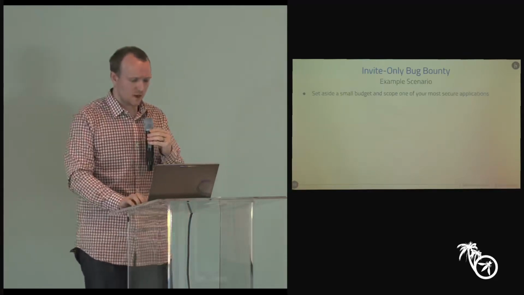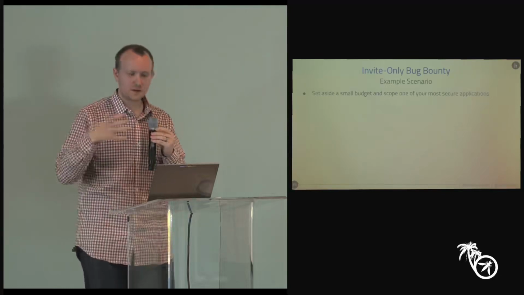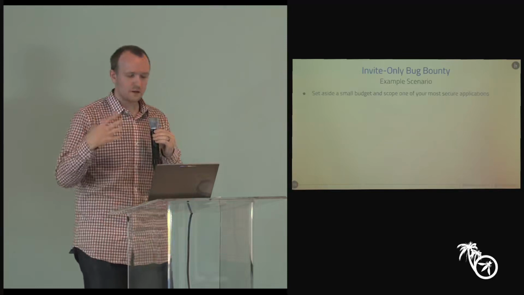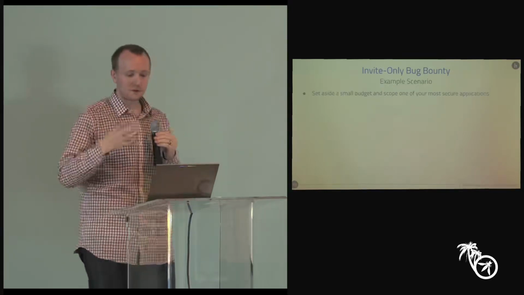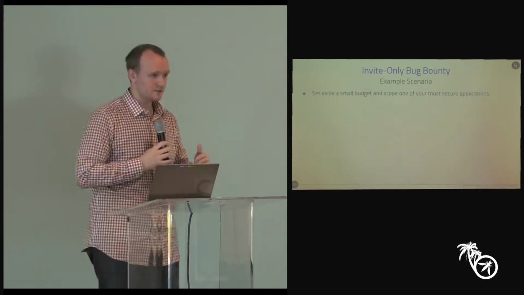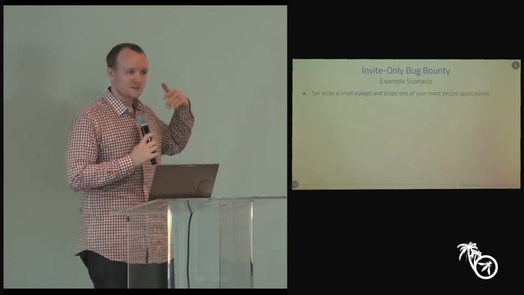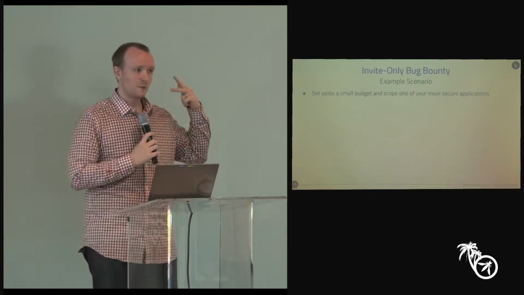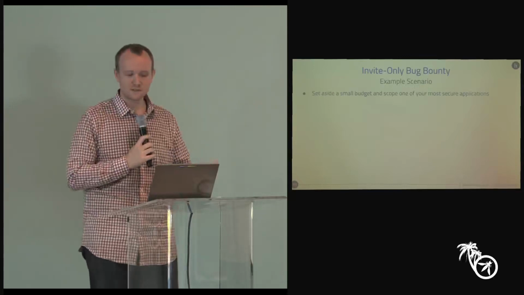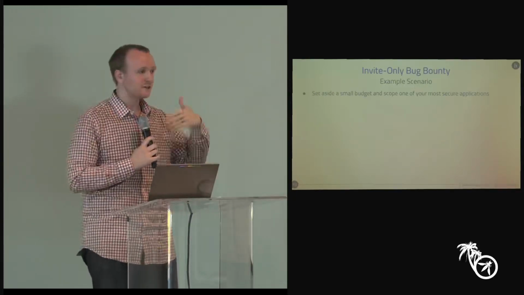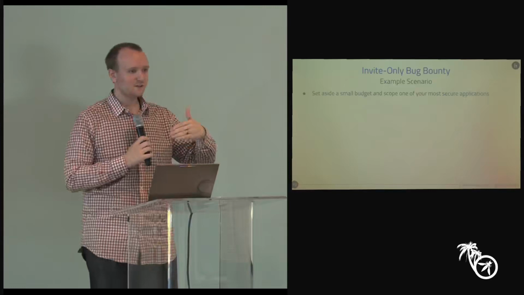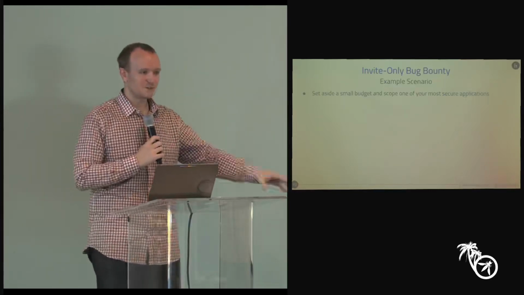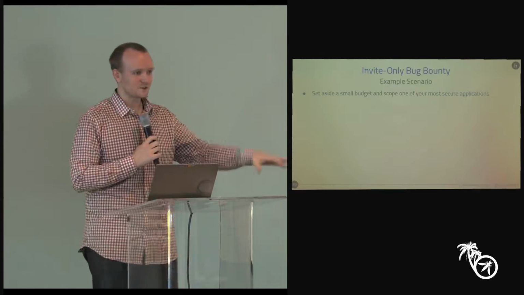So this starts by setting aside a small budget, similar to what you would budget for a penetration test, and a scoping of one of your most secure applications. You should be looking at those metrics that we talked about in the top 3 dimensions: where am I getting vulnerabilities, where am I getting reports, and where do I have confidence in my response efficiency, and target that. Don't use a bug bounty to target that horrible area of your code base that you don't want to touch. This isn't about outsourcing your security.